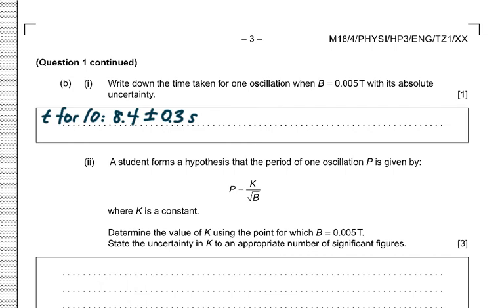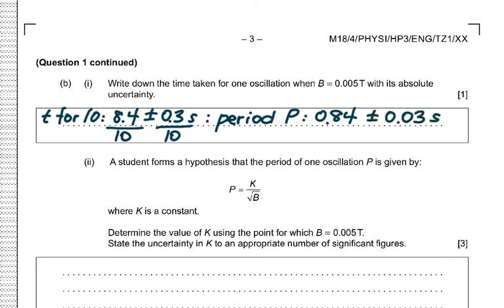Based on the graph, the time for 10 oscillations where the magnetic field is 0.005 Tesla is 8.4 plus or minus 0.3 seconds. We want the time for one oscillation, so we're going to divide by 10. The 10 has no uncertainty, it's an exact number. When you divide a number with absolute uncertainty by an exact number, you divide both the number and the uncertainty. Let me show you. 8.4 divided by 10 is 0.84, so that's 0.84 seconds plus or minus 0.03 seconds for absolute uncertainty.